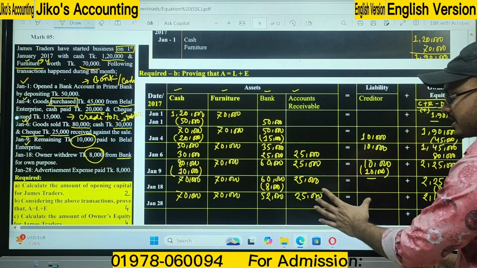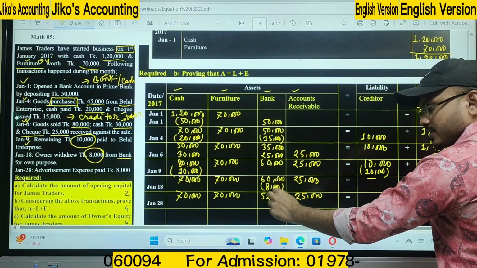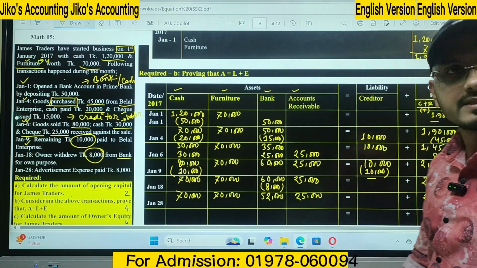Okay, I have to calculate all of them. 1 lakh 40, 1 lakh 92, then at 25, what would it be? 2 lakh 70,000. Same amount, right, sir?